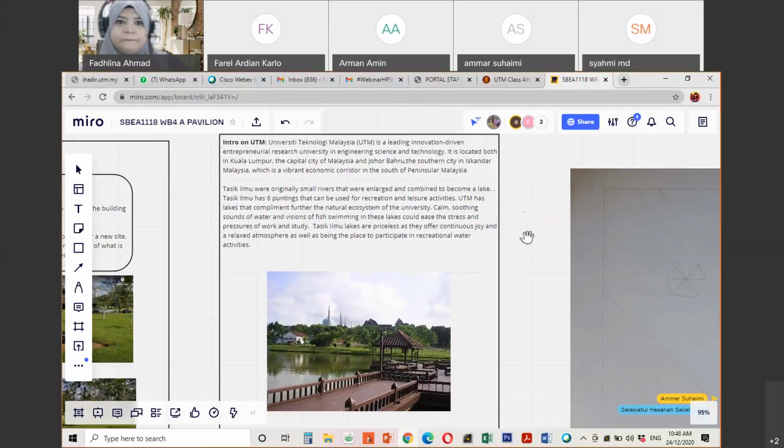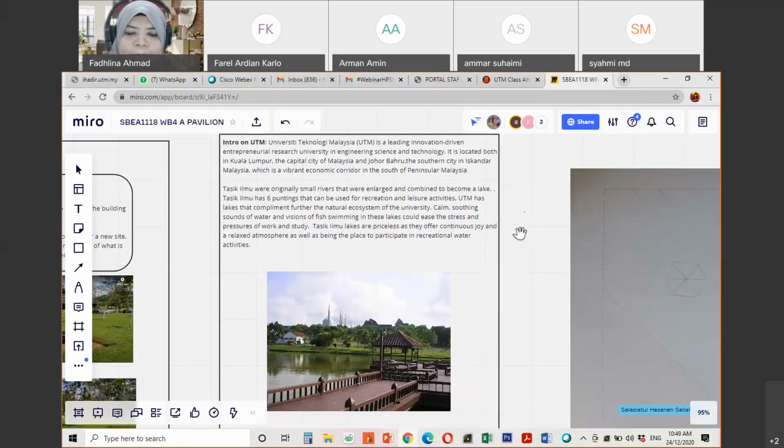For the origin of Tasik Ilmu, generally small rivers were enlarged and combined to become a lake. Tasik Ilmu has 6 fountains that can be used for recreation and leisure activities. UTM has lakes that complement the university. The soothing sound of water and the vision of fish swimming in these lakes ease the stress and pressure of work and study. Tasik Ilmu provides a relaxed atmosphere as well as a place to participate in recreational water activities.